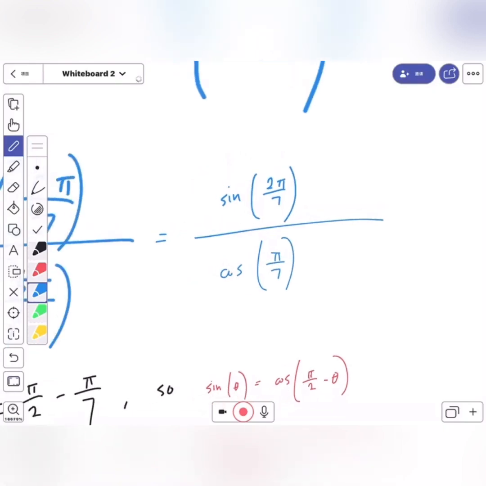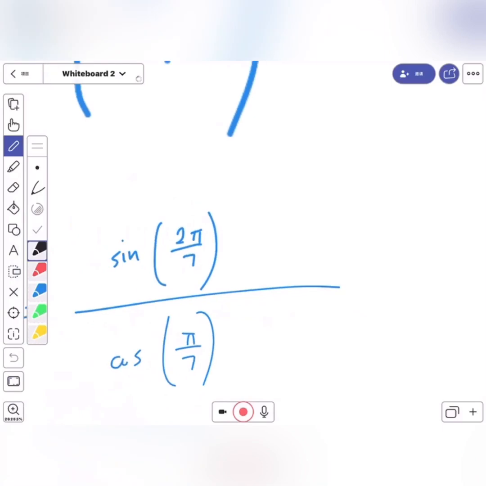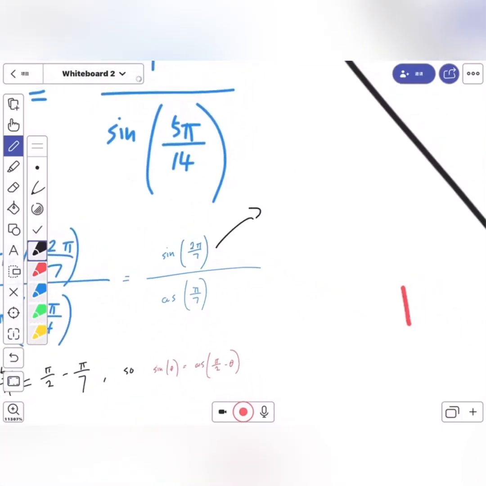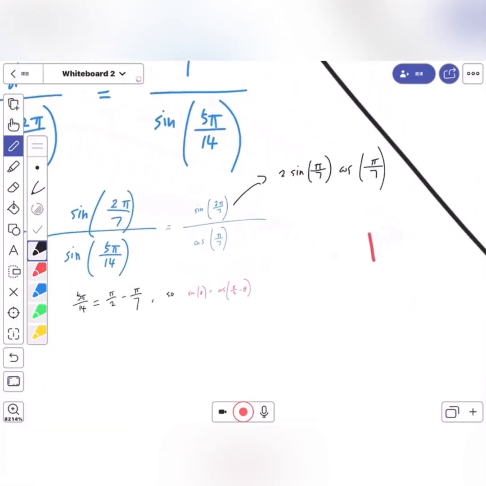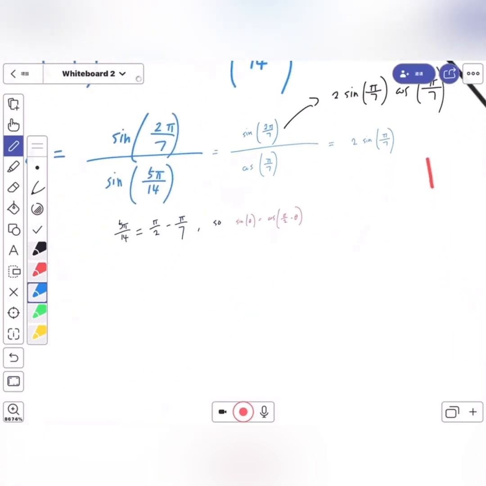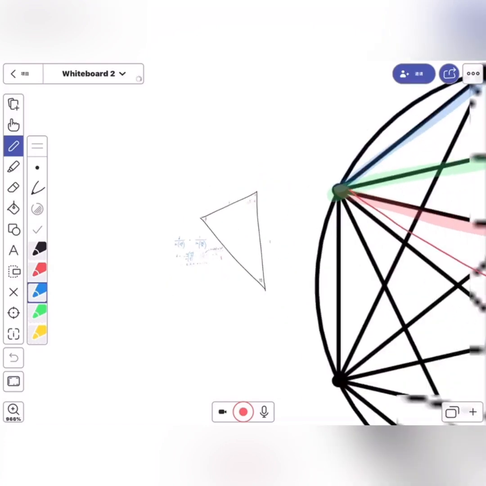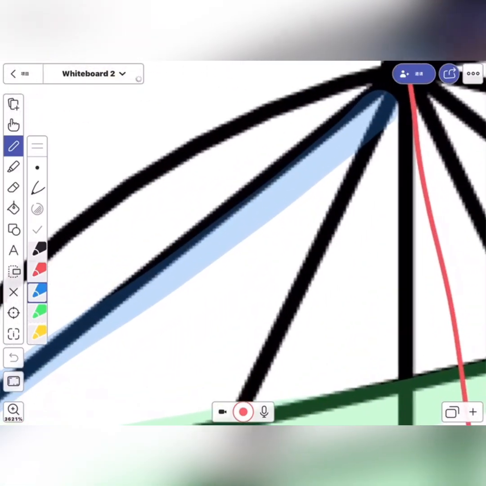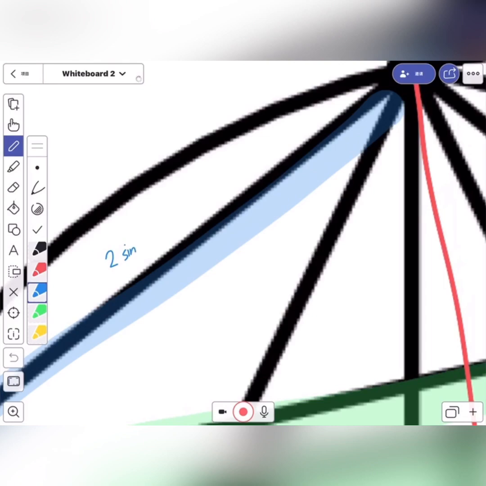Now this looks much nicer, and in fact the numerator is equal to 2 times sine of pi over 7 cosine of pi over 7, since this comes from the double angle identity. So therefore this d simply becomes 2 sine of pi over 7. Alright, so we finally got that this is equal to 2 sine of pi over 7.